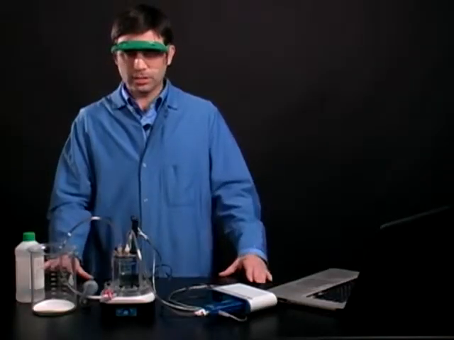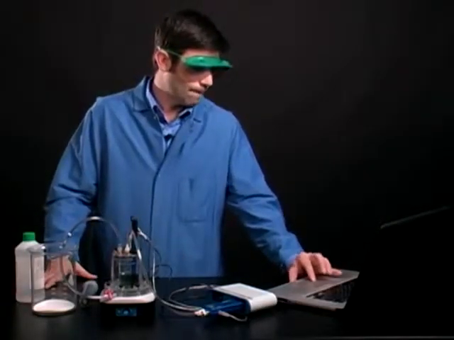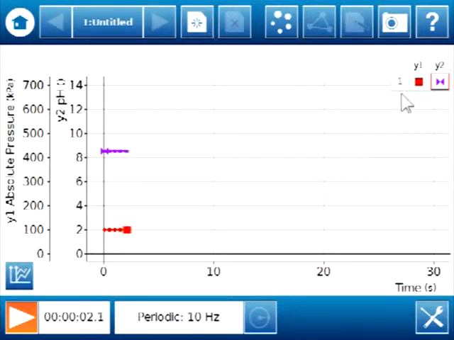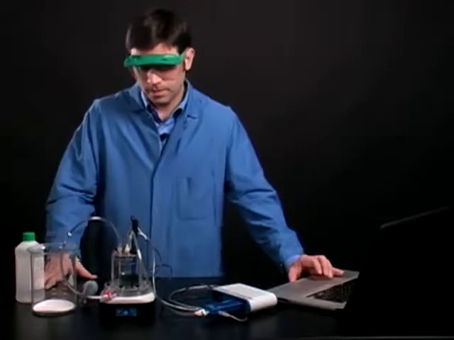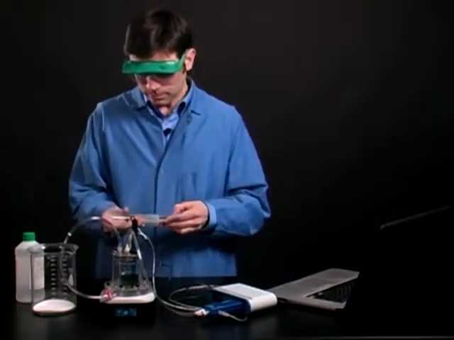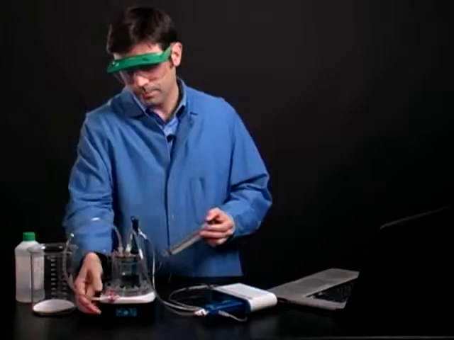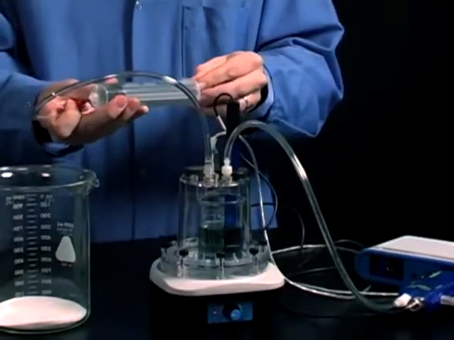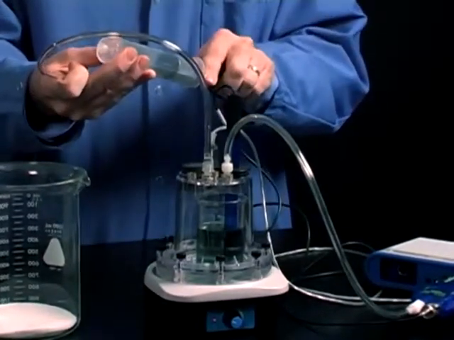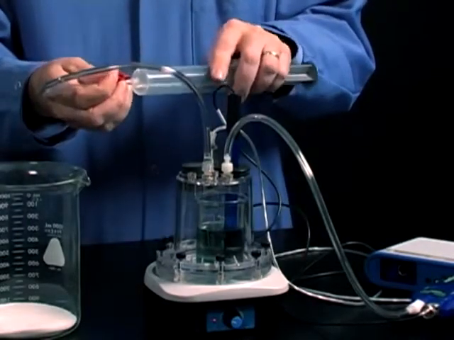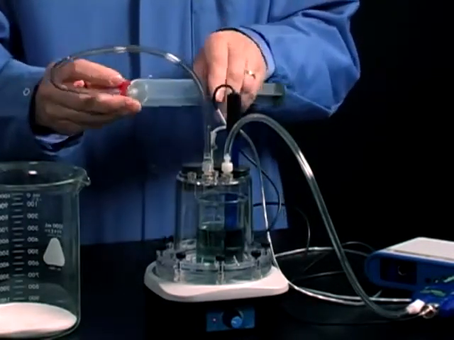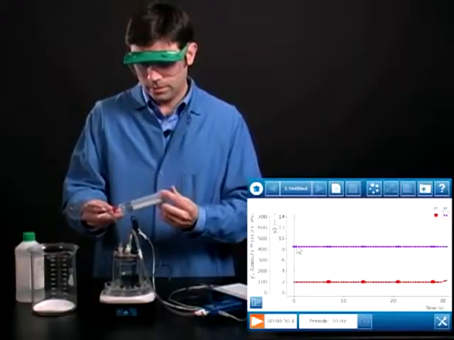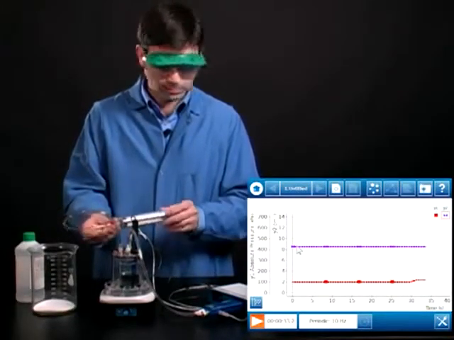Again, I'm going to get a baseline just to see what's going on. So I'm going to hit play. I have my y1, which is my pressure, around 100 kilopascals, and my y2, which is my pH, around 8.5 units. First I'm going to inject some air. Again, I'm going to take my syringe, and take 50 milliliters of air, attach it, inject, and then close it up.